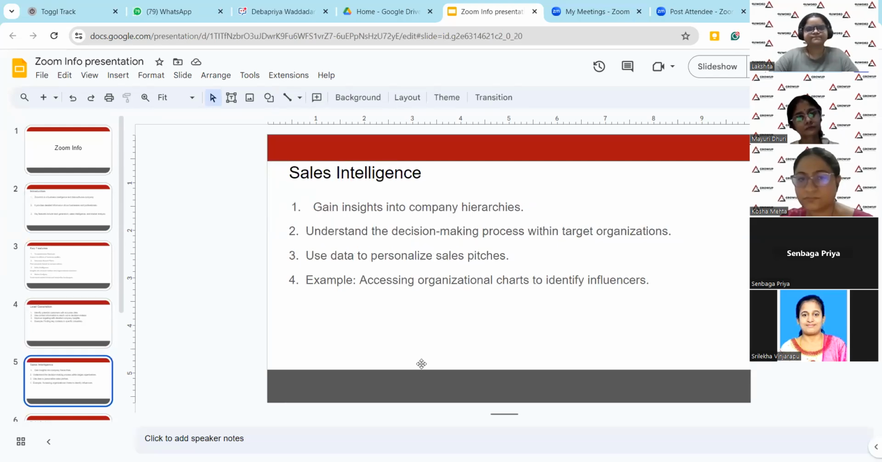When we talk about sales intelligence, you can gain insights into company hierarchy, like who is there at what position. Sometimes we don't get some kinds of information from LinkedIn that we can get from this ZoomInfo application. It is a free application. You get 25 credentials per month.